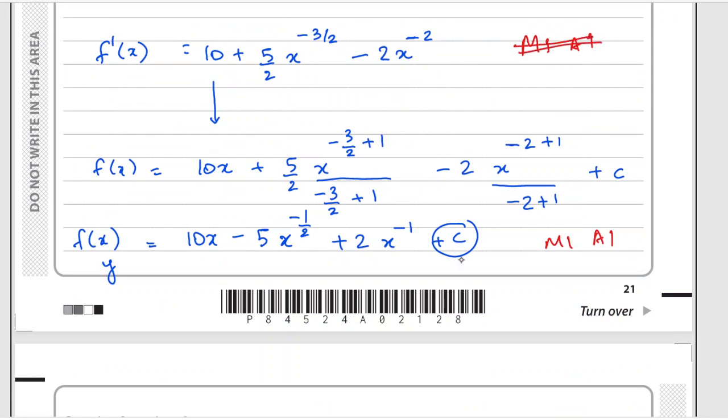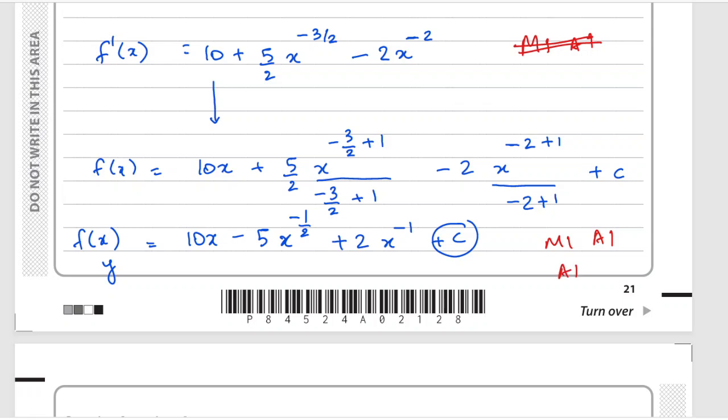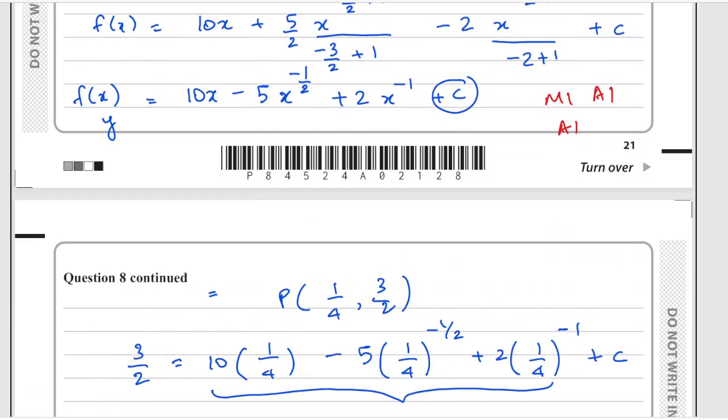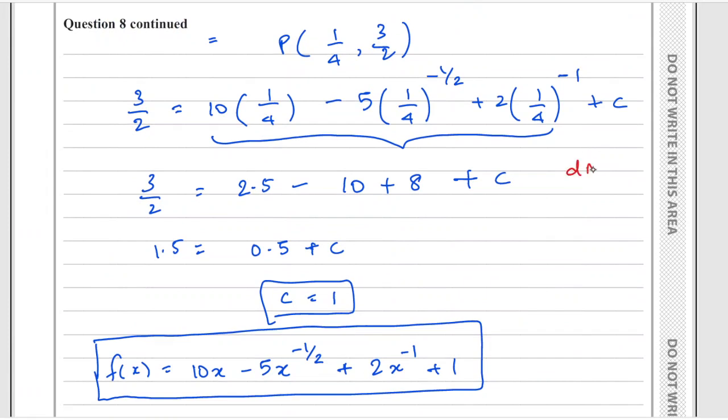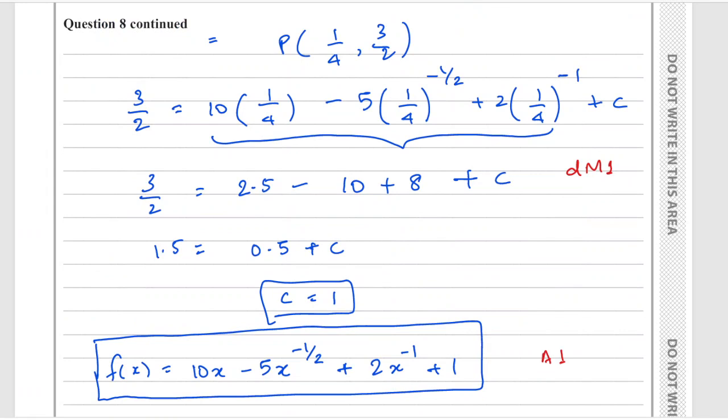If all the terms are correct, you are going to get another accuracy mark over here. And if you plug in that point over here, you are going to get the dependent method mark and the final accuracy mark for this one. That's how you'll get the total 5 marks.